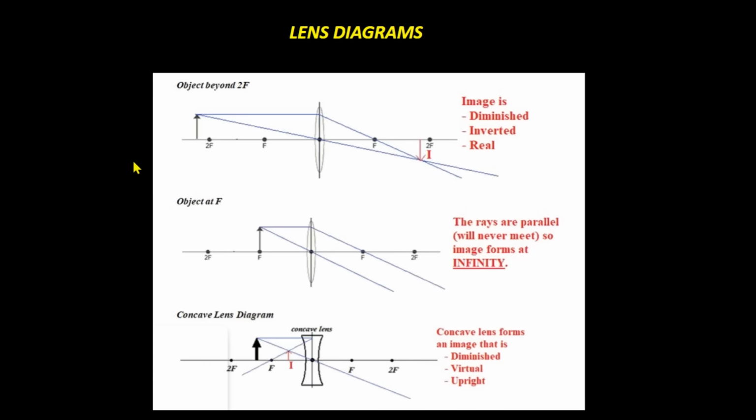Here we can see a few more lens diagrams. Here we can see the object that is beyond 2F, and the image that is produced from it is diminished, which means it's smaller, it is inverted or upside down, and is real because it's projected on the other side. Now, if the object is placed on F itself, it means that the image will never form, but in physics and mathematics, they never say never, so you say instead the image forms at infinity. This is a concave lens diagram. You can take a look at it, but they don't really ask you about this at CXC.